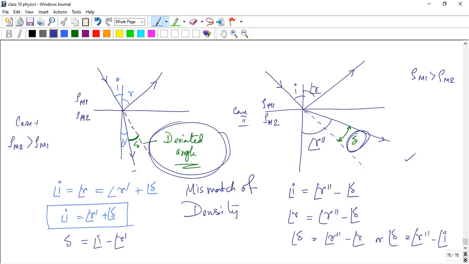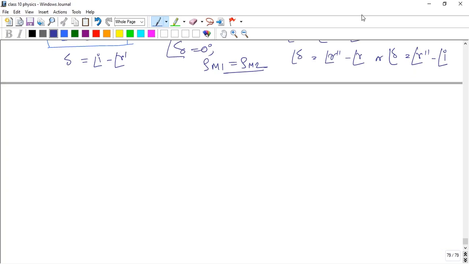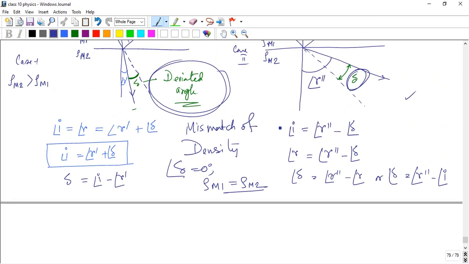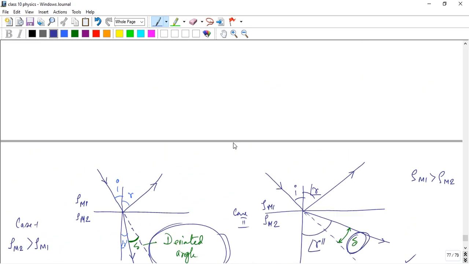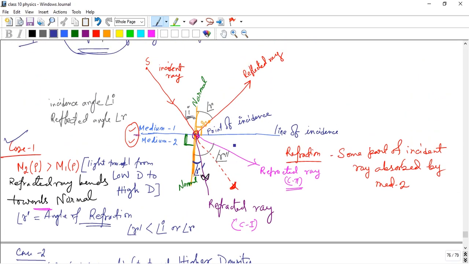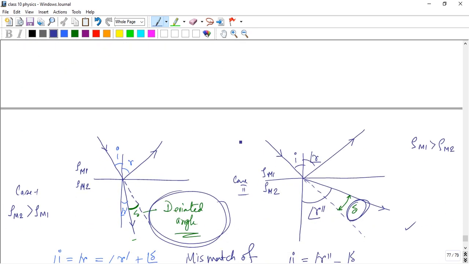If delta is 0 degrees, then the density of medium 1 is equal to the density of medium 2. Okay. So this is a continuation of the previous topic: refraction of light at a plane surface. In the previous class we discussed the medium mismatch, density mismatch, what the deviated angle is, and what refraction is, the basics. Now there are laws of refraction.